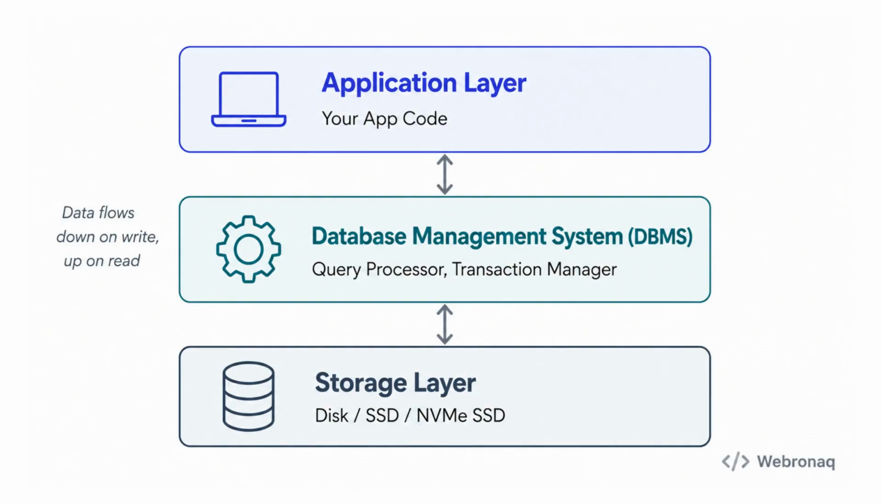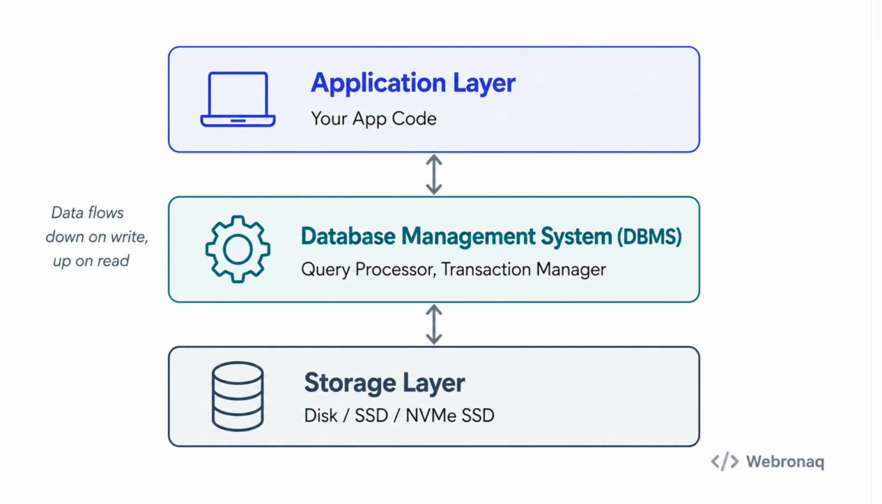The DBMS is the piece that makes a raw disk useful. It enforces rules, guarantees consistency, and translates high-level queries into low-level read and write operations. Popular examples include MySQL, Postgres, and Oracle, all of which sit in that middle tier and do the heavy lifting. Next, let us see how data is actually organized inside one of these systems.